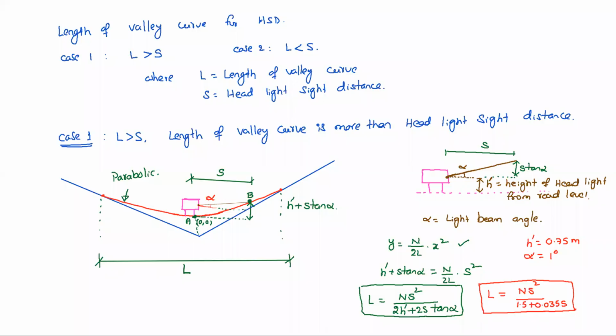Okay, next we will see the second case. L is less than S case. Case 2, L is less than S. That is, length of valley curve is less than headlight sight distance, HSD.